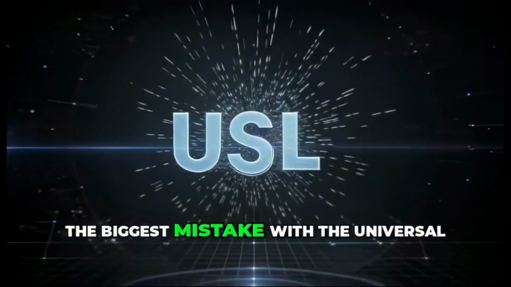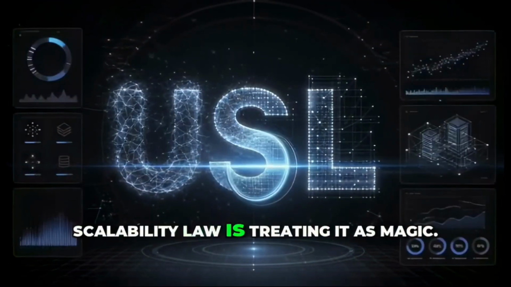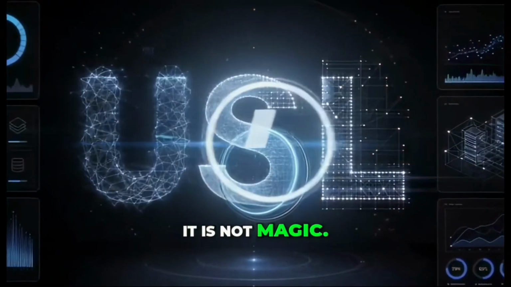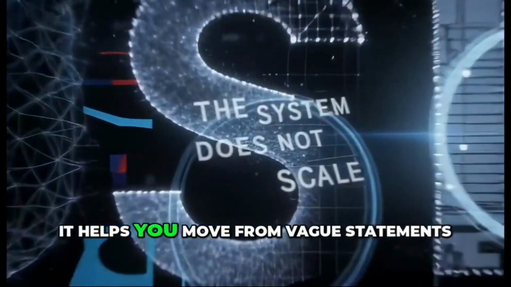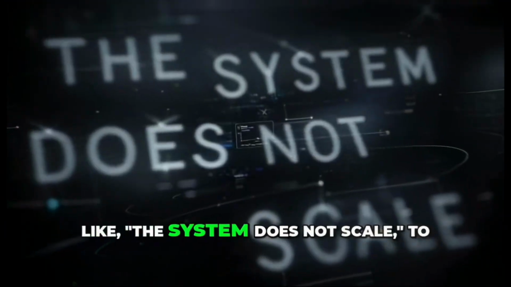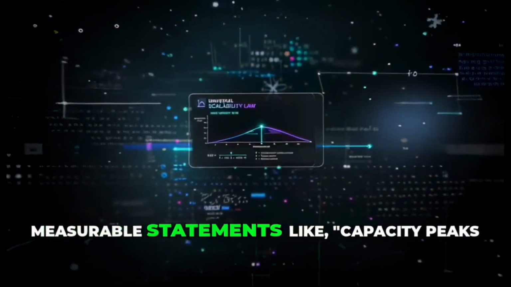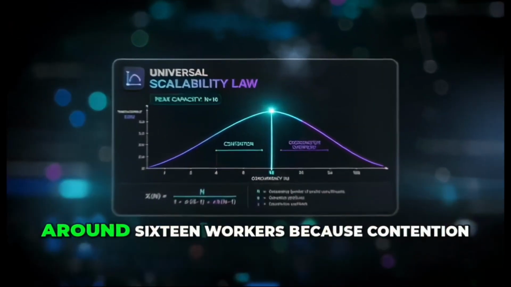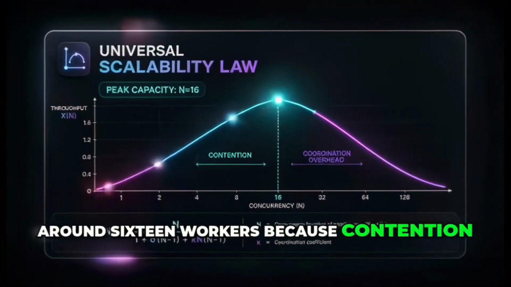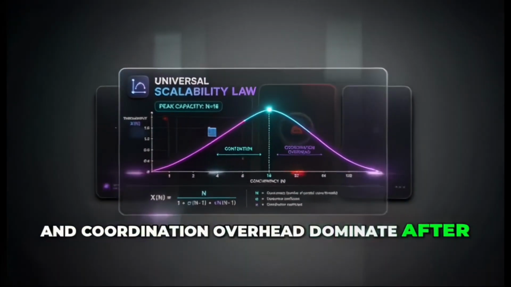The biggest mistake with the universal scalability law is treating it as magic. It is not magic. It is a lens. It helps you move from vague statements like "the system does not scale" to measurable statements like "capacity peaks around 16 workers because contention and coordination overhead dominate after that point."